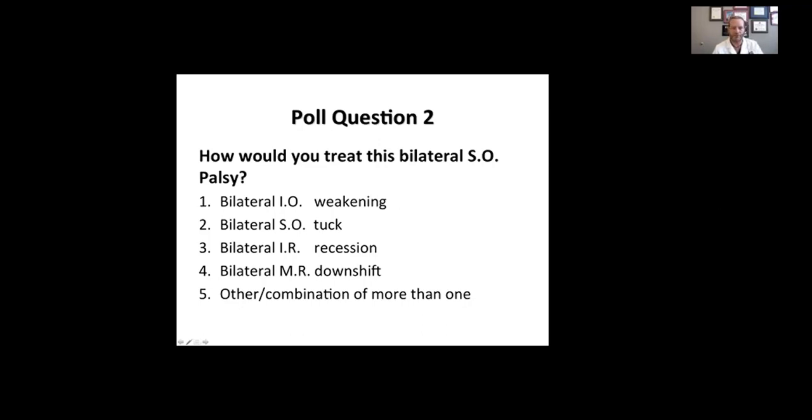Bilateral superior oblique palsy. Would you weaken both inferior obliques? Perhaps tuck the superior obliques? Or recess the inferior rectus muscles? Or a bilateral medial rectus downshift? Or some combination of any of these?